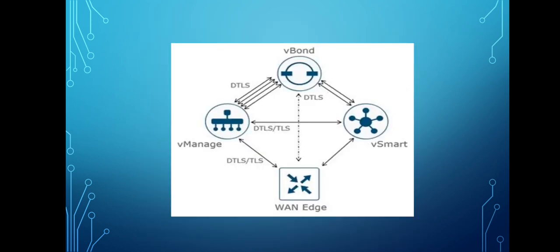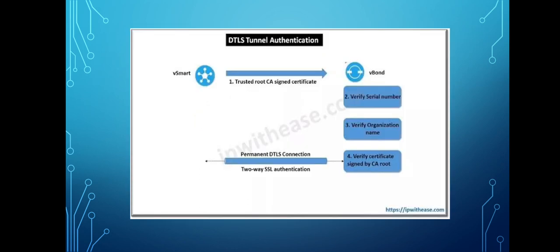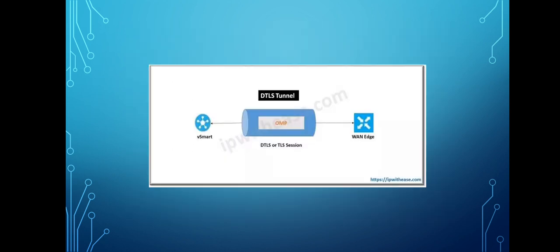So we'll be having connectivity between vBond and vManage and vEdge and vSmart. We'll be using DTLS. So how it works is it's a tunnel authentication. Datagram transport layer security will be using a CA signed certificate. Verify the serial number or organization name and then whether the certificate has been signed by the CA root or not.